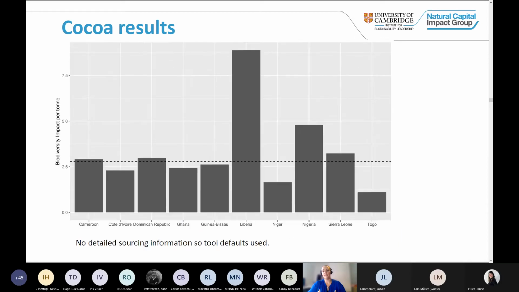So as a company, given that we're using tool default information, the priority might be for the company to get more information on its sourcing in these higher risk regions to help sense check these results. So it may be that the farmers that they're sourcing from have much better yields than the country average, for example. Next slide.